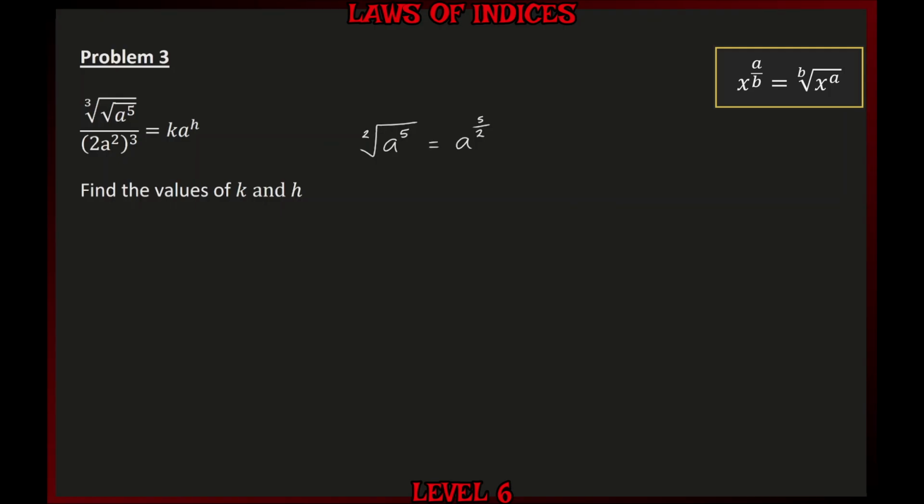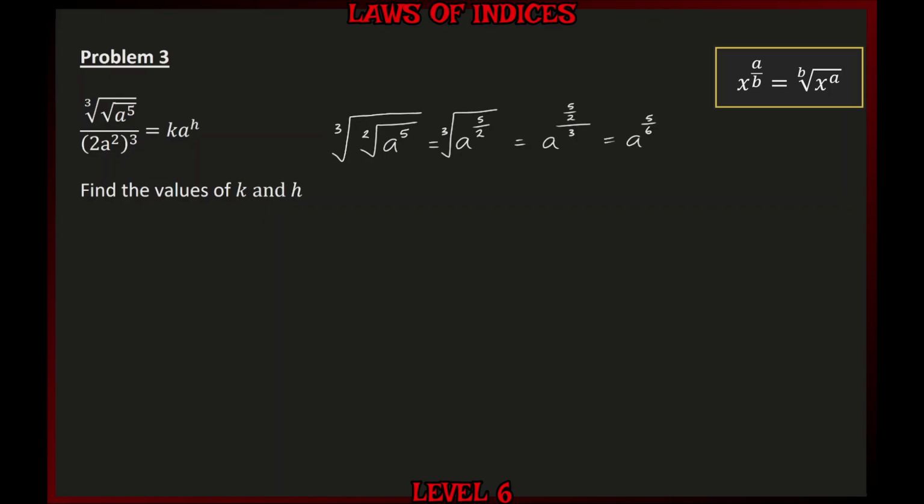We now need to take the cube root of this. So the cube root of the square root of a to the power of 5 becomes the cube root of a to the power of 5 over 2. And we can use our law again to rewrite this as a to the power of 5 over 2 in our numerator over 3 in our denominator. And since 5 over 2 divided by 3 is 5 over 6, this becomes a to the power of 5 over 6. And that's our numerator.